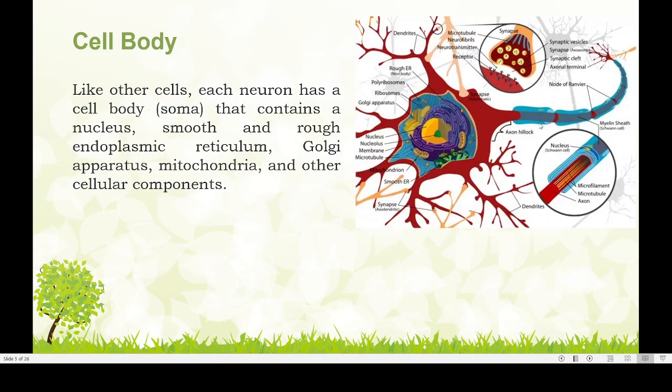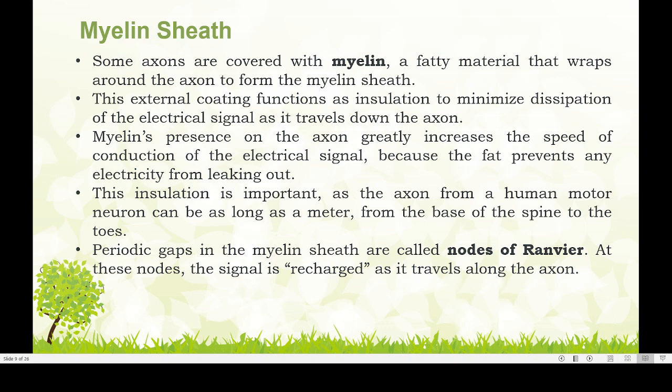Normally the messages jump from one node of Ranvier to another node of Ranvier, and because of that, this kind of message transmission through the axon is known as saltatory propagation. Saltatory means jumping. Since the myelin sheath helps increase the speed of message transmission, we have seen that neurons which possess a myelin sheath have better efficiency compared to those which do not.